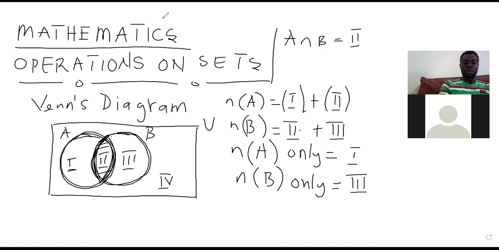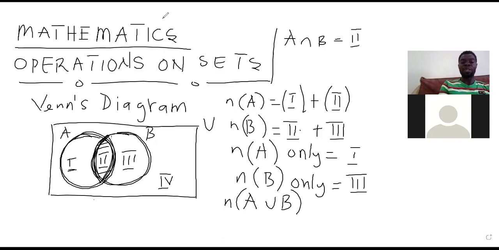Now, number of A union B. Number of A union B, meaning we are combining all the members of A and B. Take note of that. A union B, we are combining everything in the circles, in the two circles. We are combining everything within the two circles.